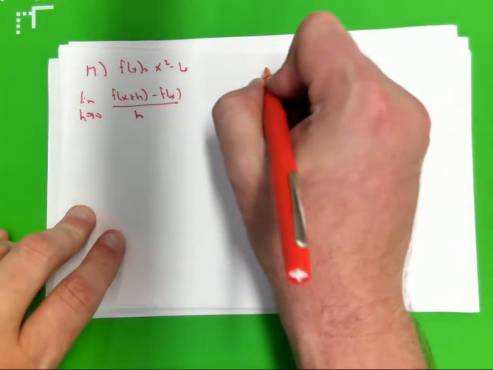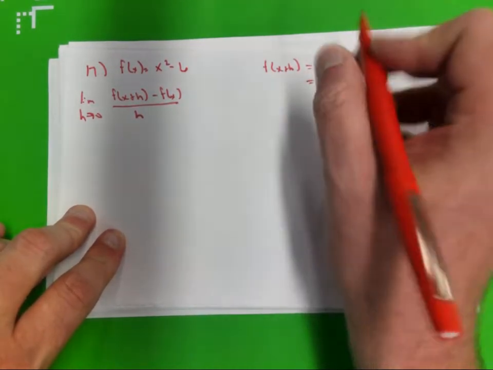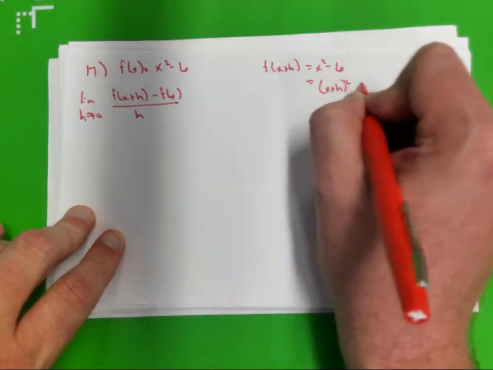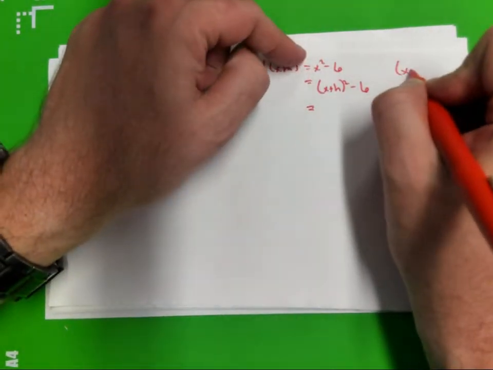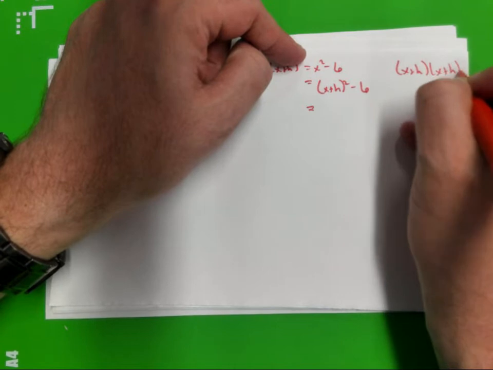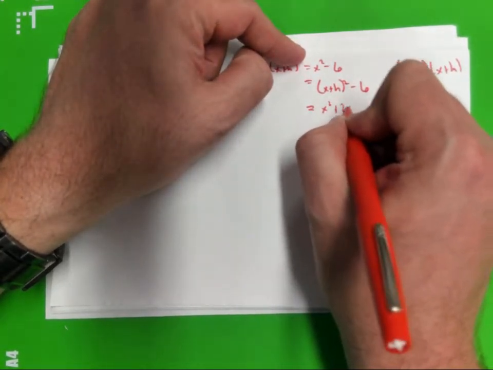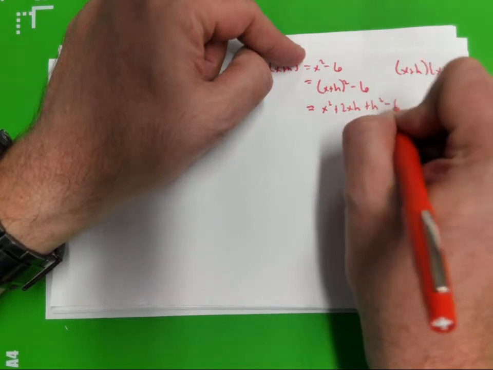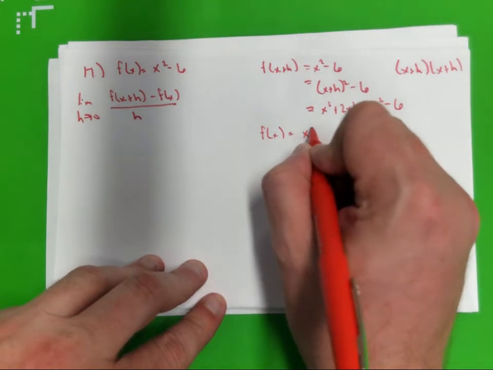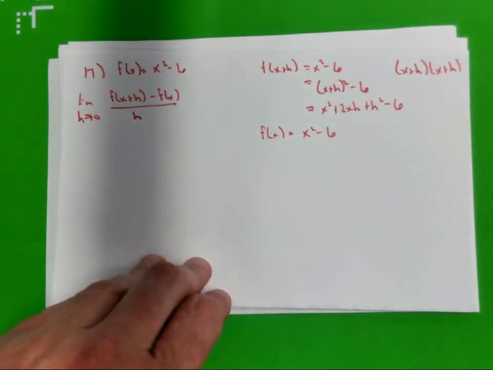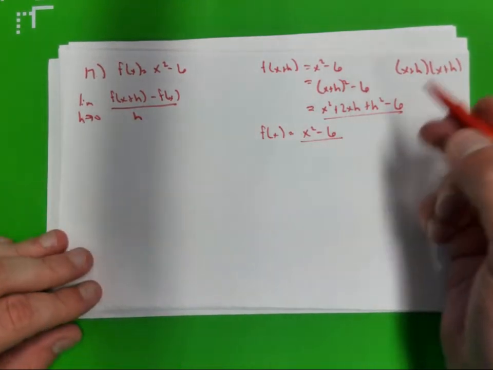I'm going to come to the side and find what x plus h is. When I square this, it's just coming to the side and multiplying these two quantities together. I'm not going to do that because you should be able to do that. But this is x squared plus 2xh plus h squared minus 6. Now I'm going to find f of x. Take x, plug it in for x. That's what I get.